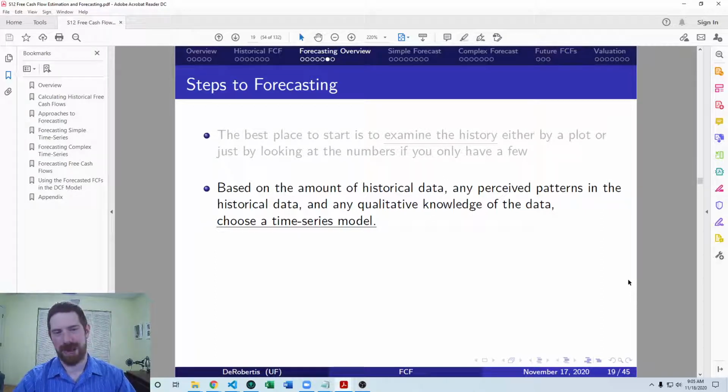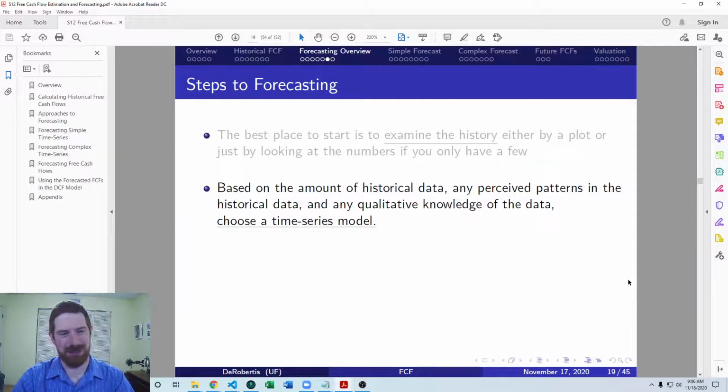So you want to look for patterns in the historical data, whether it's a repeating pattern and you need a more complex model, or whether it's a trend or a growth rate and you want to use one of those models, or if it's basically flat and you want to use the average or recent value model.